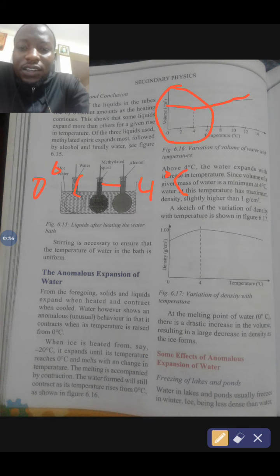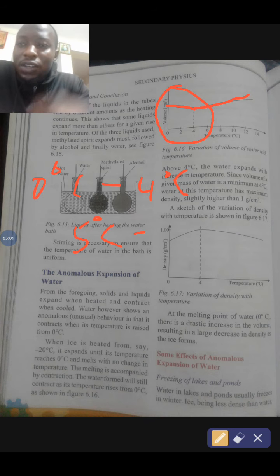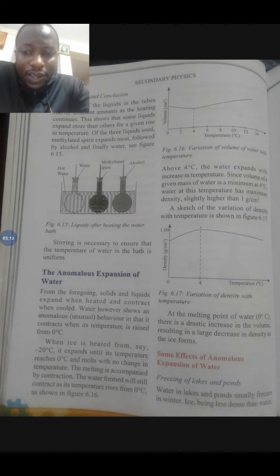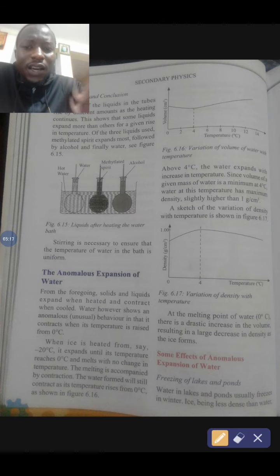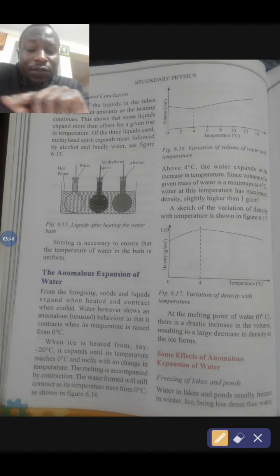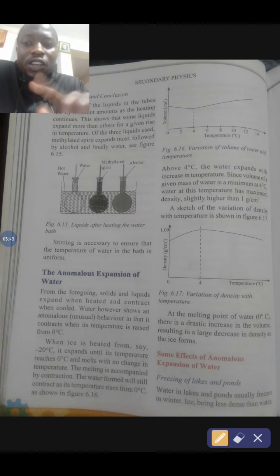Then once it surpasses 4, let's say from 5 degrees C, you are still heating, but you will notice that the volume of the water will increase to signify that this water is now expanding. Now, during the time when the water is undergoing the anomalous expansion, when the volume is decreasing, the density will be increasing. So the density of water between 0 degrees C and 4 degrees C, as you heat it, will be seen to rise. Now, why is this possible?